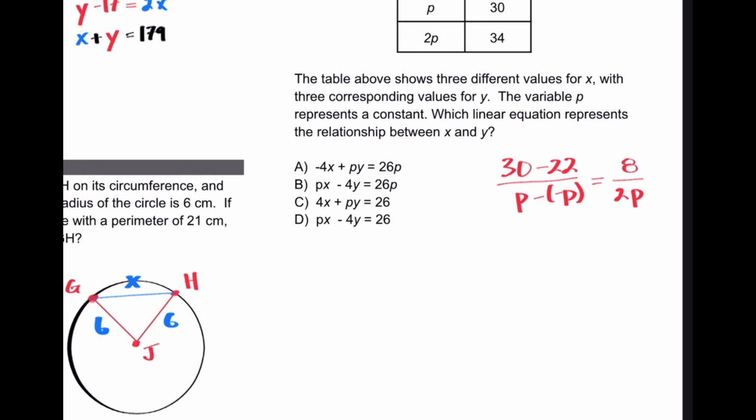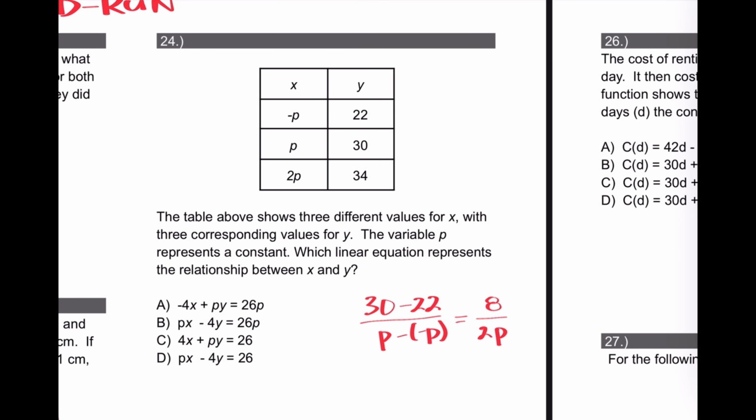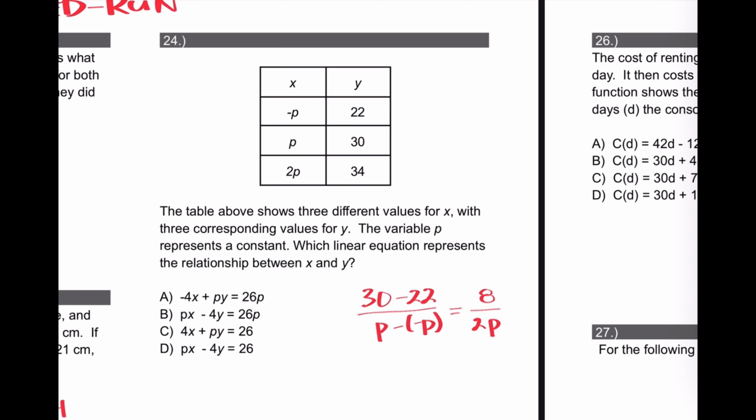24. This is probably one of the trickiest questions on this particular module. They like to replace actual numbers with variables and use the phrase constant. You'll see these types of things pop up quite a bit in those later parts of the test. This says the table above shows three different values of x with three corresponding values of y. The variable p represents a constant. Which linear equation represents the relationship between x and y?